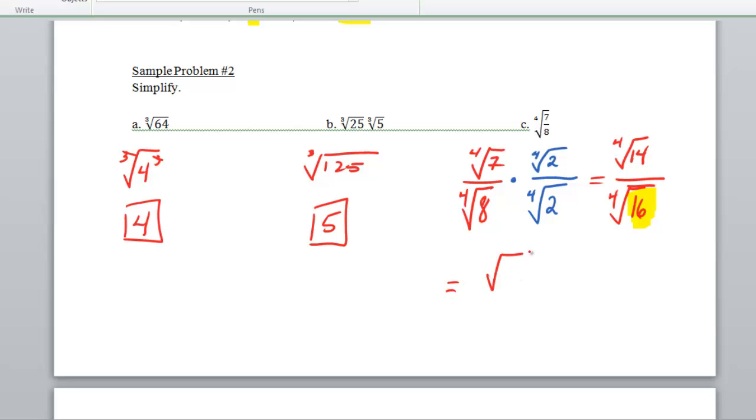What this gives me is the fourth root of 14, which has no perfect fourth roots. But the fourth root of 16 is 2, and I no longer have the radical in the denominator. And that was what I was looking for. So that is an example that you need to practice and work with in rationalizing the denominator. That'll be a very important skill for you to learn. Alright, that's it for this sample.